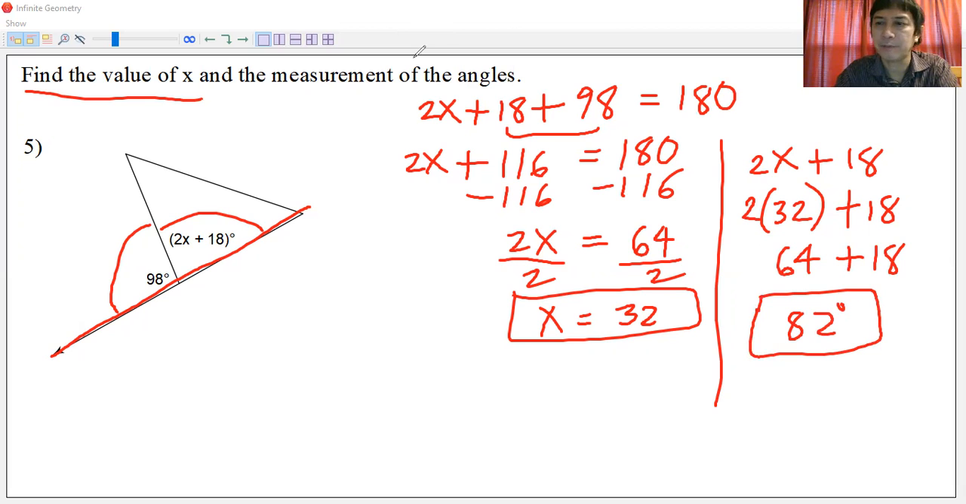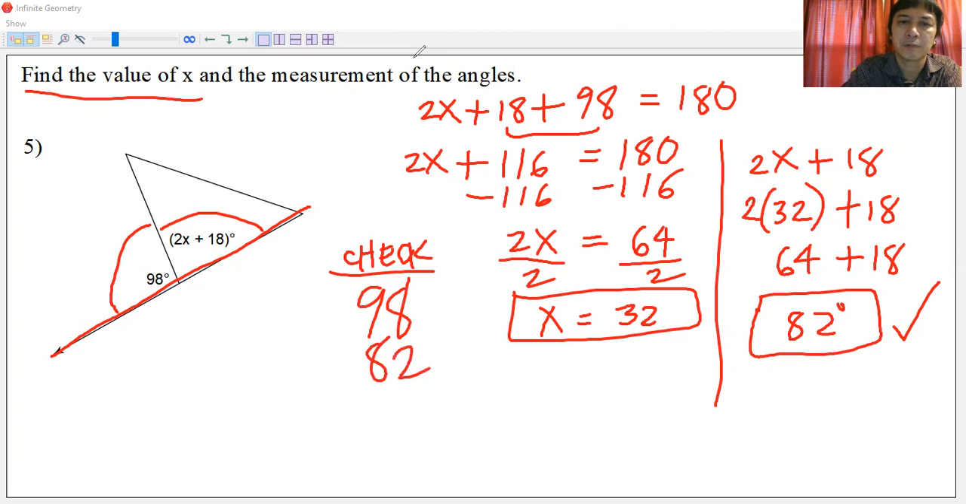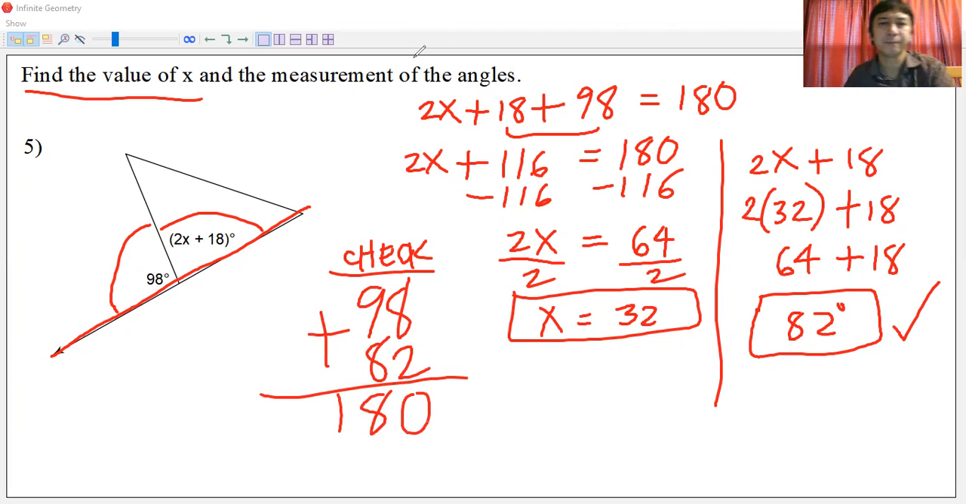This is one of the angles. And you can always check the total of 98 and 82. This must be 180. And so 82 is correct, and our x is 32. That's also correct. All right, let's proceed to the next.